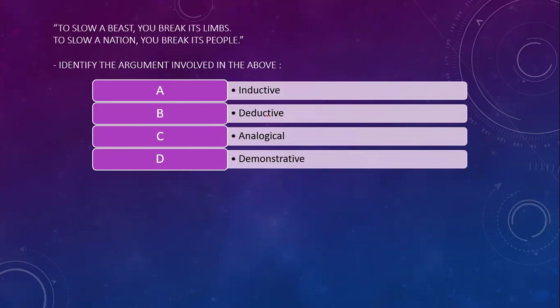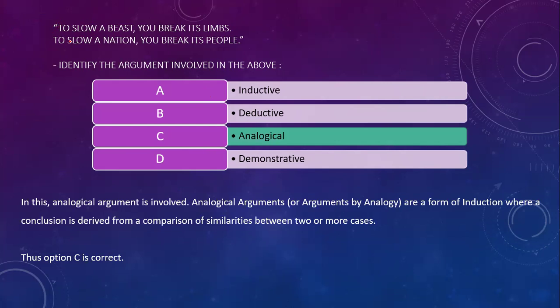To slow a beast, you break its limbs. To slow a nation, you break its people. Identify the argument involved in the above. Inductive, deductive, analogy. Analogy, we make a comparison. Analogical argument is involved. Analogical arguments are a form of induction where a conclusion is derived from a comparison of similarities between two or more cases.